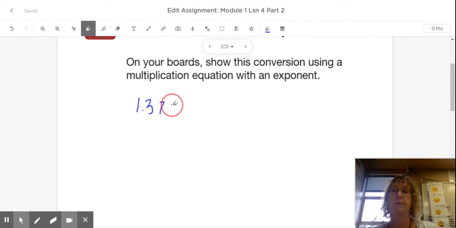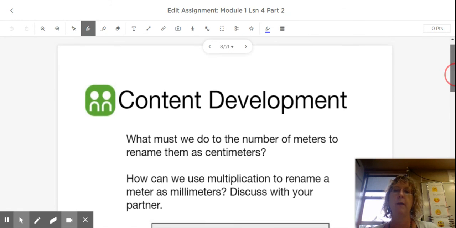1.37 times what? Times 100, but we can write that as a power of 10, 10 to the second power. And the 2 tells us that this is going to move 2 hops, right? 10 times 10. Okay.